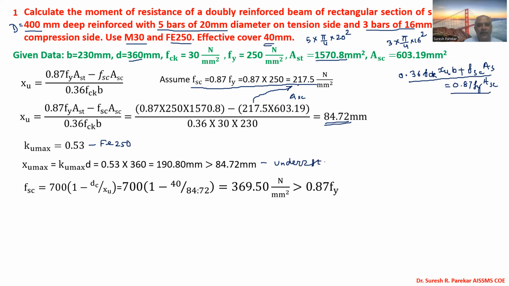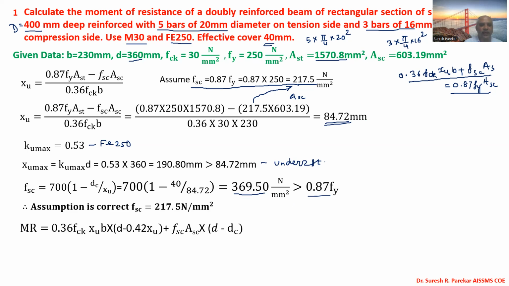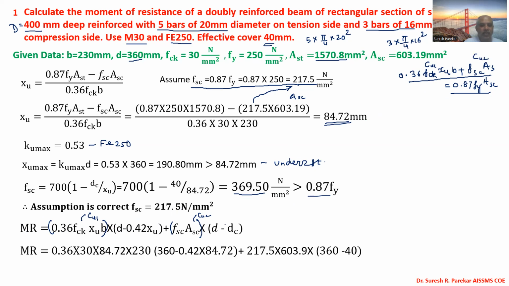Then we have Fsc. If we substitute values, we get 369.50, which is greater than 0.87 fy, so whatever assumption we considered is correct. Then by using this we go with the MR value. This is 0.36 fck Xu b, this is Cu1, with lever arm d minus 0.42 Xu, and this we have Cu2, and we have the second lever arm for this. By substituting values, we will get the value of MR as 110.30 kilonewton meter.